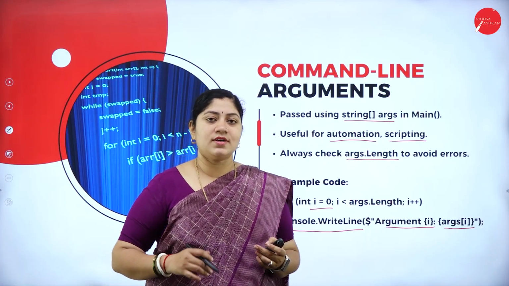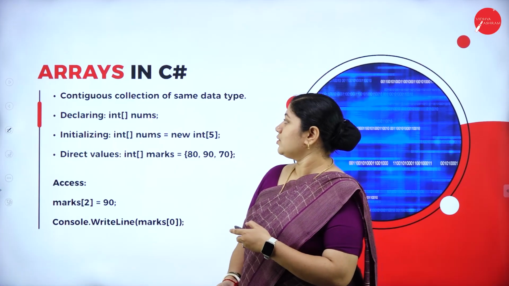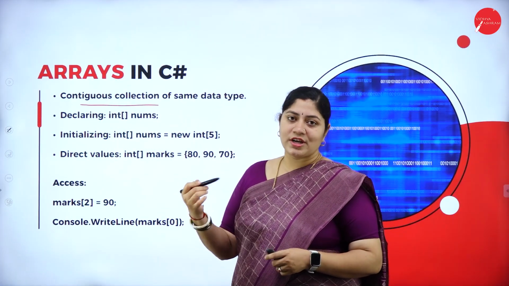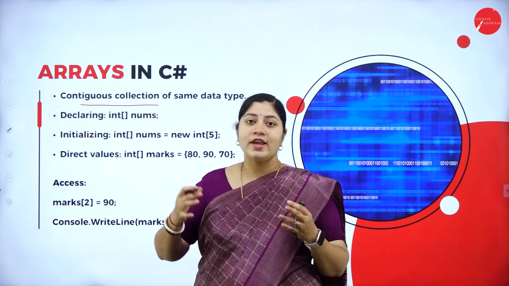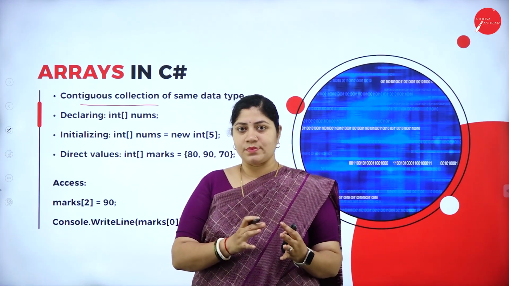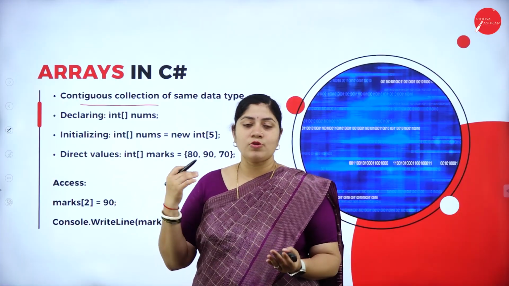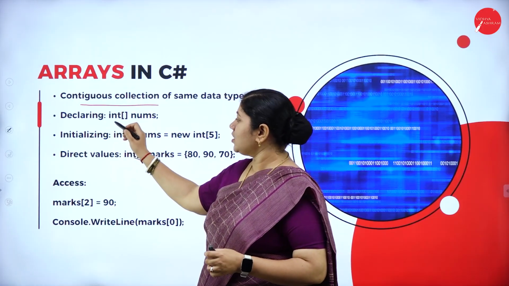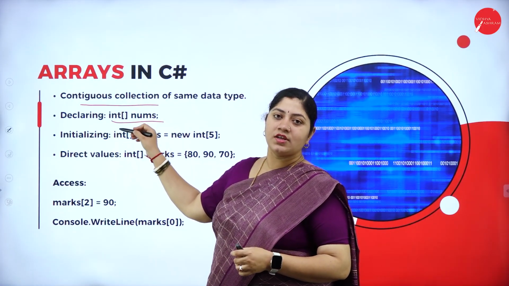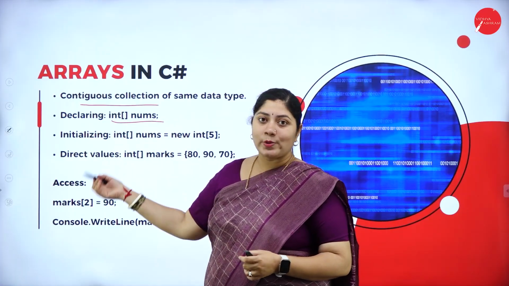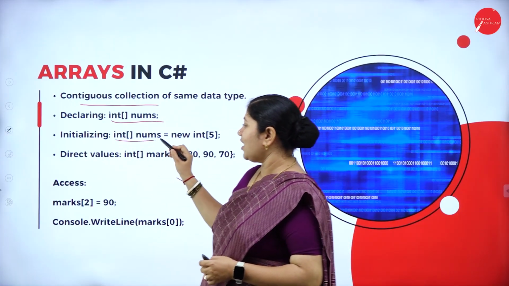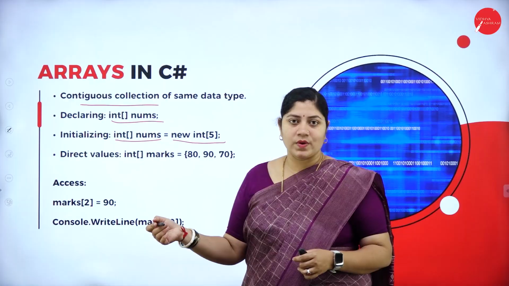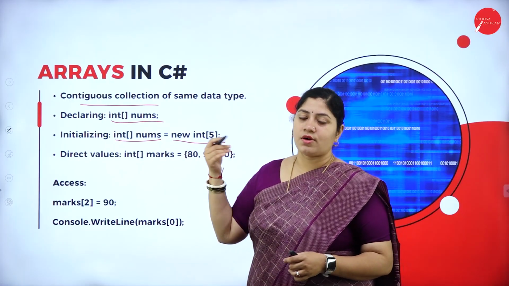Up next, let's see the arrays in C#. Arrays are called a contiguous collection of the same data type. Now we understand what an array is. Now we have to learn how to declare and initialize it. We declare our array in this form: int followed by numbers. Then initializing, we initialize it as int followed by numbers, specifying a new int number. This can be 1, 2, 3 or anything according to our requirement.